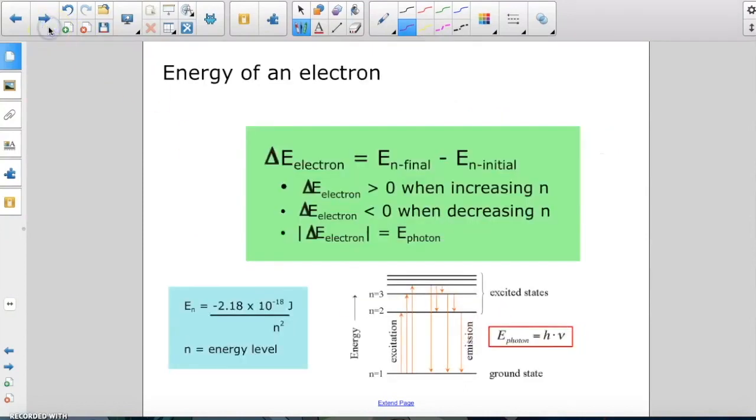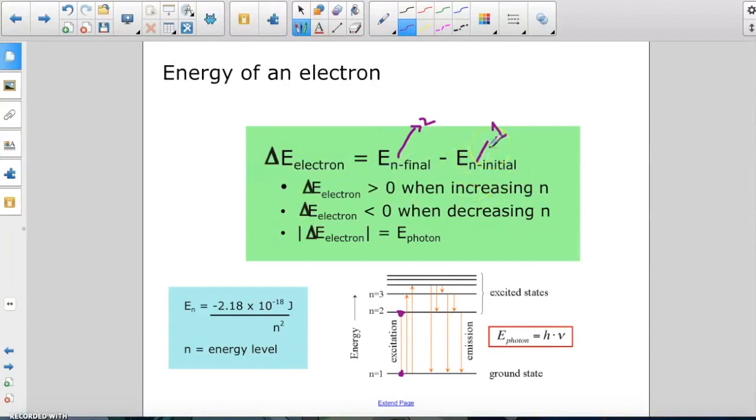All right, so now we need to think about something. When the electron changes from energy level to energy level, there will be a final energy, which is the energy that the electron has at the end, at the final energy level. Okay, for example, if I have the electron jumping up from N1 to N2, the final energy level will be N2, and the initial energy level will be N1. So the difference in the electron's energy from the initial energy level to the final energy level will be the energy at the final energy level minus the initial energy level.